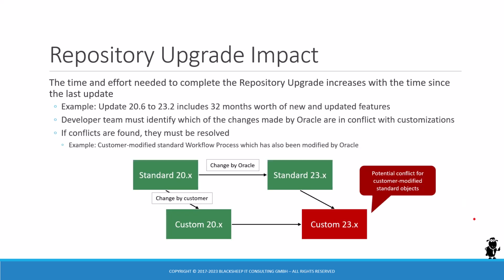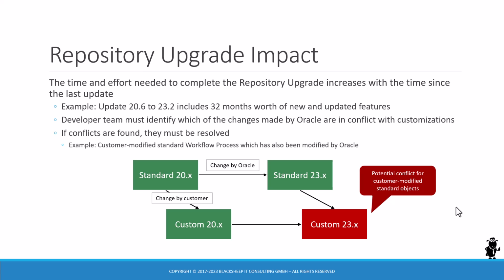So when you plan to run the repository upgrade as part of your update, you have to take into account the time and effort that is needed to complete that separate, additional step. The time and effort needed increases with the time since your last update or your last repository upgrade. For example, if you update from 20.6 to 23.2, that's a total of 32 months worth of new and updated features, schema, seed, manifest and repository changes made by Oracle Engineering.